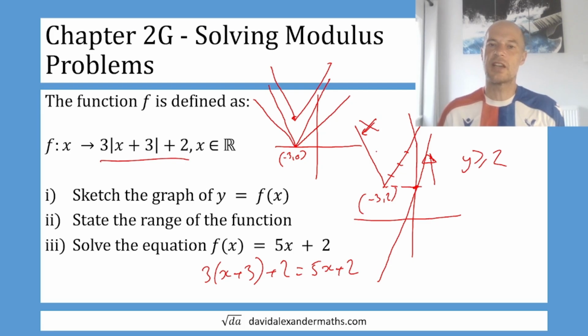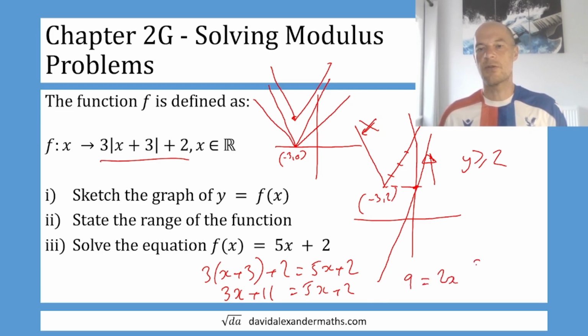If we thought for some reason that it was going to hit this line here, then we would set it to -3 lots of x plus 3 plus 2 equals 5x plus 2. But here we can definitely see that it's the 3x plus 9, or 3 lots of x plus 3 plus 2 that it's connecting with. So let's expand the brackets and just rearrange. So that's going to be 3x plus 9 plus 2, so plus 11 is 5x plus 2. Take away 2 and take away 3x from both sides. That's going to be 9 equals 2x. So therefore x is 4.5. Okay, so the point where these two lines meet is where x equals 4.5. So we have solved it.